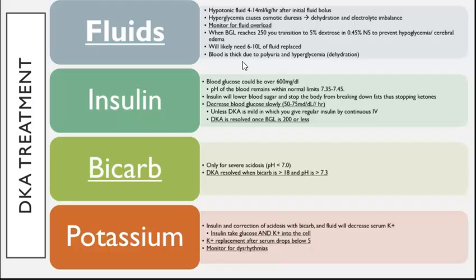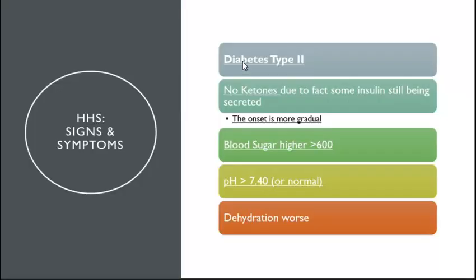And then, of course, potassium. So insulin and correction of acidosis with bicarb and fluid will decrease that potassium level. So insulin takes glucose and potassium inside the cell to be inside the cell. So we need to replace the potassium, especially if you see it just start to drop. Monitor for dysrhythmias as well. Now your HHS, typically seen with your type 2 diabetes, there's no ketones.